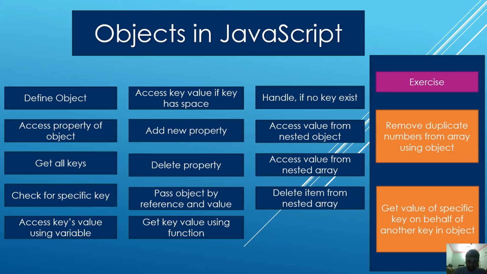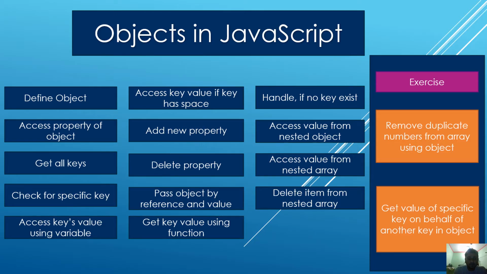Also, the next exercise I'll cover is getting the value of a specific key on behalf of another key in an object. Suppose you have a function, and inside the function you pass this specific key. Suppose you have a person which has two keys called name and age. So on behalf of the key name, you will be able to access the value of age as well. So you will pass for the name key a specific value, and on behalf of that value, it will return the value of age for a particular person.